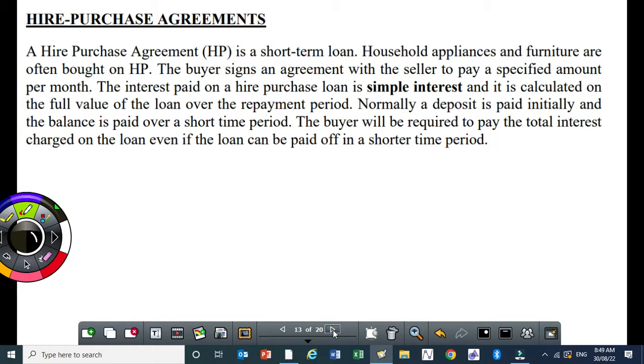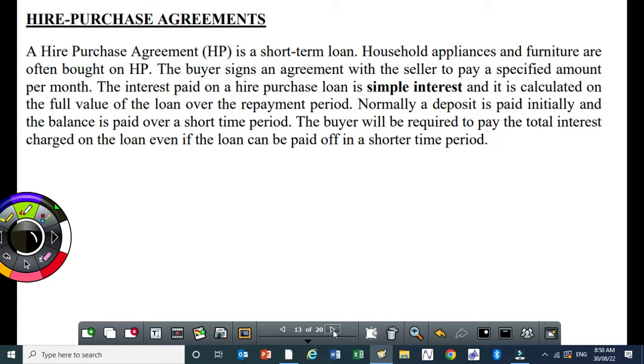Then I also give you a question on hire purchase. Now, it's very important for you to know that hire purchase is just a short-term loan. Okay? Normally, the household appliances we use at home, like fridges, TVs, microwaves, and so on, they are bought on hire purchase. Okay? Now, hire purchase uses simple interest, which means interest is only calculated on the amount of the goods once only. But then you have to pay it over a specific period of time.